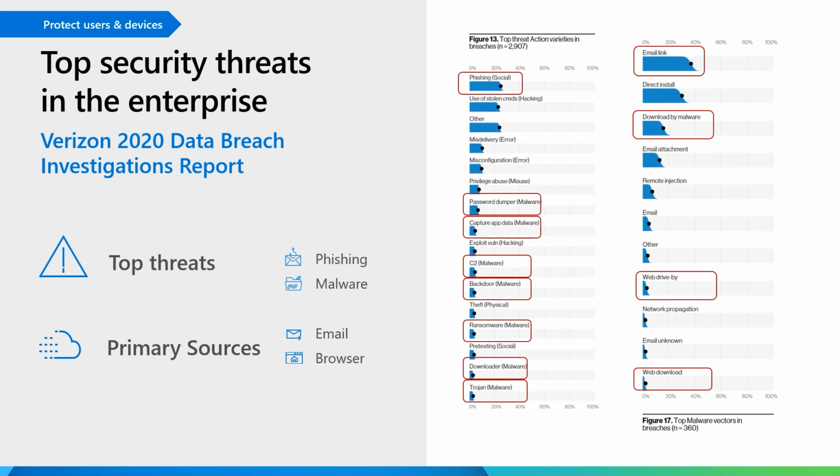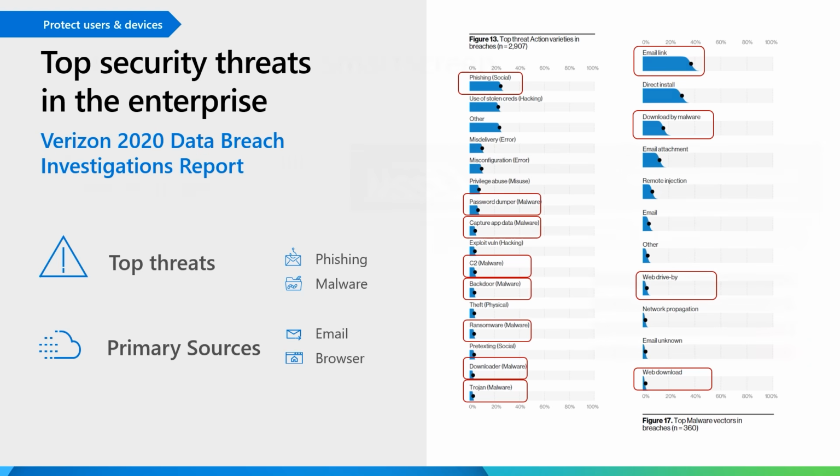So just to set the context, according to the recent Data Breach Investigations Report that came out last year from Verizon, the top threats that the enterprise is facing today are phishing and malware. And the primary sources of these threats are email and the browser. And since we're talking about the browser today, let's talk about how the browser can help you mitigate some of these threats.